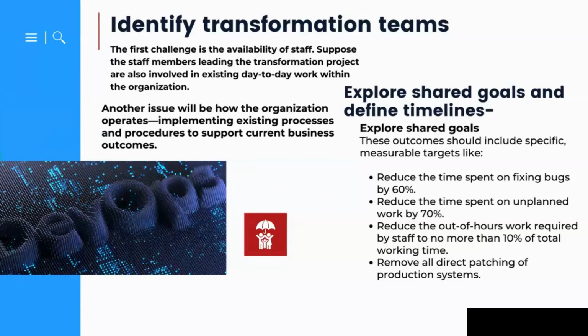Okay. So exploring shared goals, and you have to define the timelines. As written here, these outcomes should be included in specific measurable targets: reduce the time spent on fixing bugs by 60%, reduce the time spent on unplanned work by 70%, and reduce the out of hours work required by staff to no more than 10% of total working time. And similarly, you may remove all the patching of production systems, you can say.